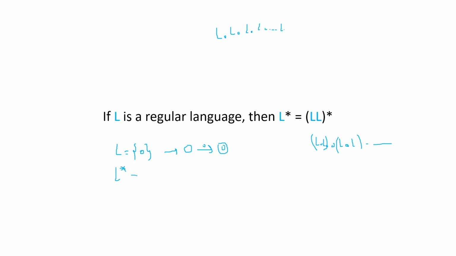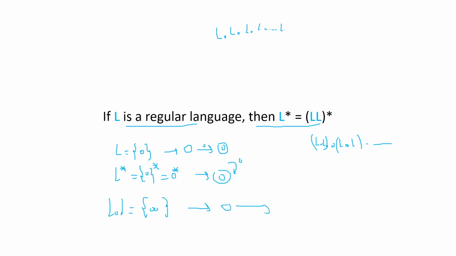L star is like 0 star. It's also regular. Obviously the language has to be regular, since we started with a regular language, but the question isn't about regularity. Are these two expressions equivalent? Well, what is L concatenated with L? It's 00, and the language only accepts the string 00.